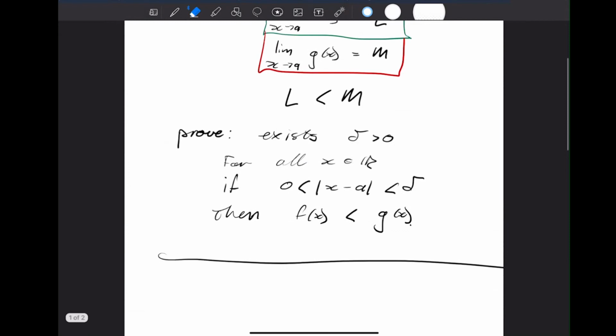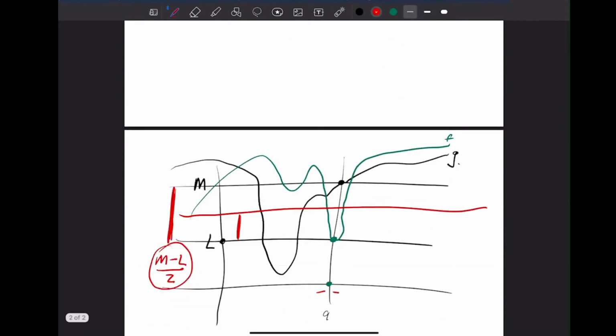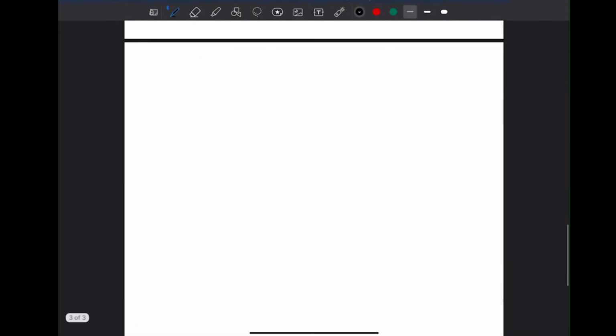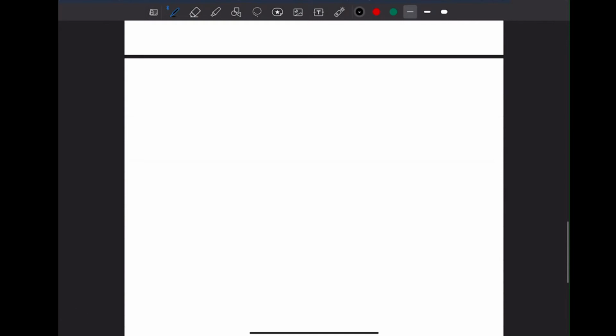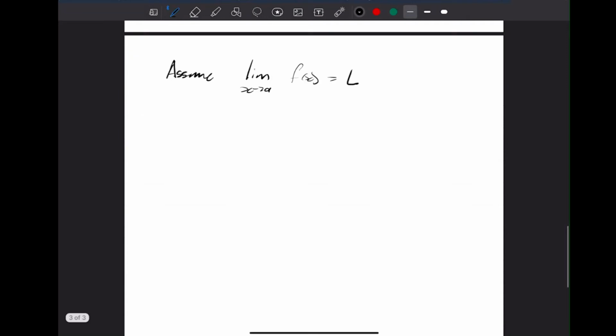so that is our plan. So let us write out our plan. So let us first write out exactly our assumptions. So we assume that the limit as x tends to a of f of x is equal to L. This means something very specific.